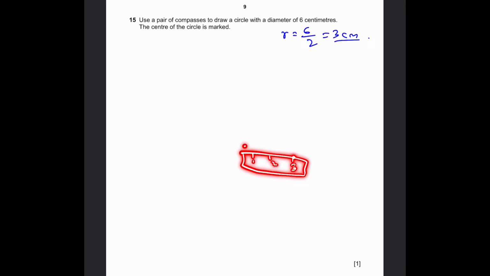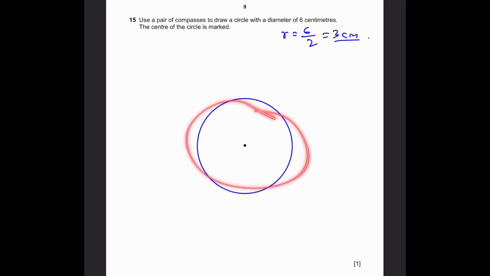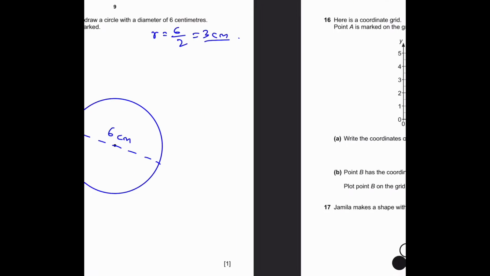So at the 3 centimeter mark, we place the compass pencil, and then make sure the pencil is tightened, and then just draw a circle with radius 3 around the center. Let me just move this so it looks more like that's the center. Well, this is how it should look once it's done. This length over here has to be 6 centimeters. That's our answer. Let's go to question 16.